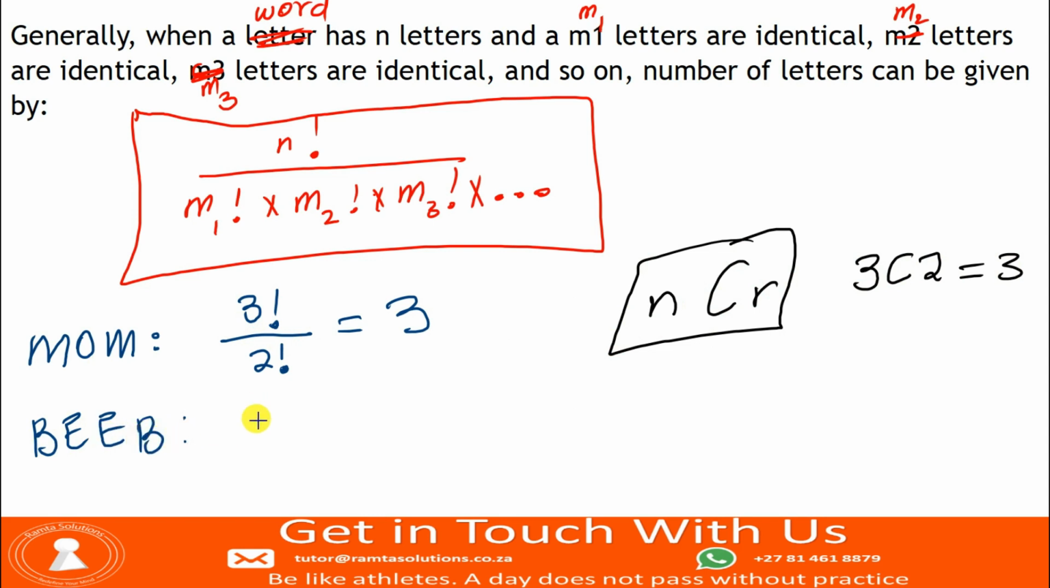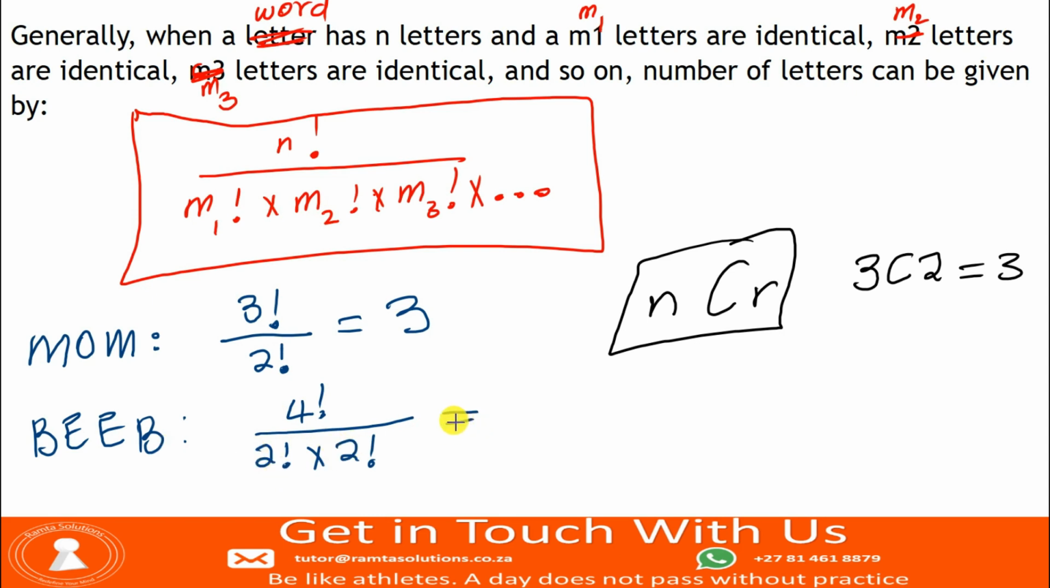Now, the word Beeb has how many letters? 4 letters. Of the letters, there are 2 that are repeating, right? One of them is E, repeating twice. Another is B, repeating twice. Can you see now? E is repeating twice, B is repeating twice.